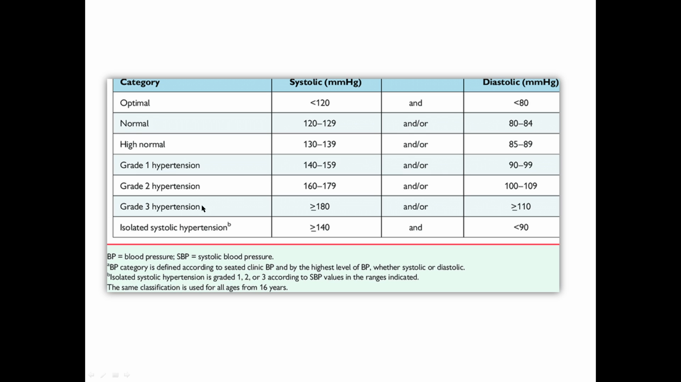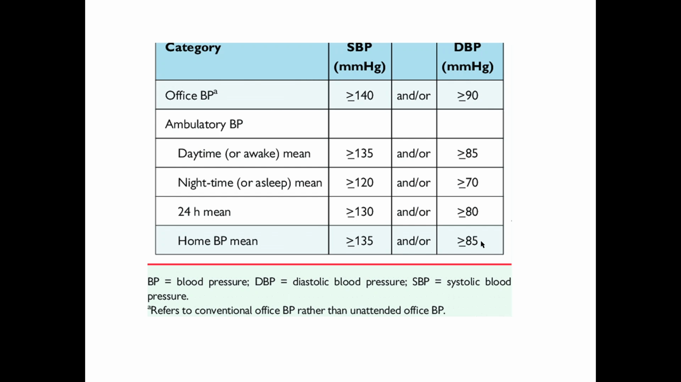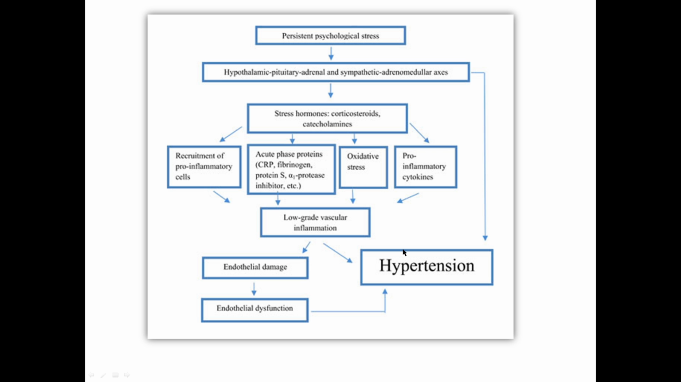And there are three grades of hypertension, and we also distinguish isolated systolic hypertension, when only systolic pressure is increased. Here are the categories of BP. We recognize office BP when office BP is more than 5 millimeters Hg from home BP. And primary hypertension.